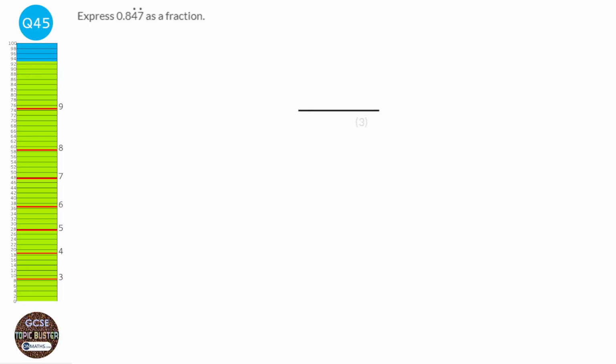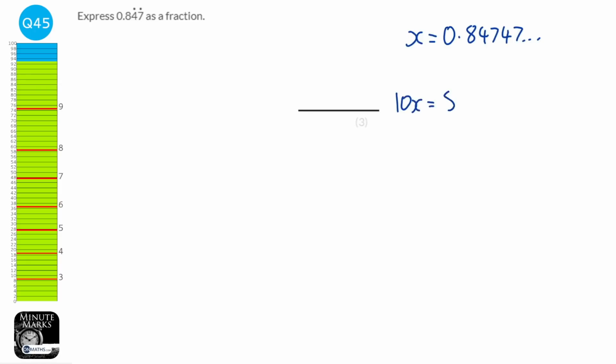I'm going to start by getting x equal to 0.847 recurring, and I'm just going to show that with 3 dots. We want to bring forward everything that's not part of the recurring pattern. So I'm going to find out what 10x is, and that's going to be 8.4747. So what I've done is I've just got the recurring pattern after the decimal point.